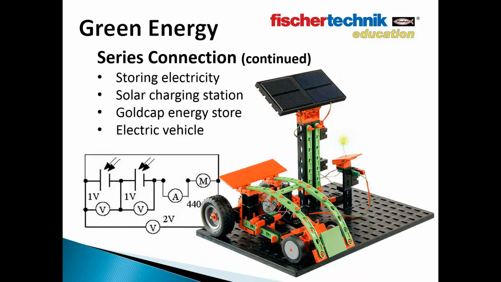And because such a vehicle cannot function without direct sunlight available, the next experiments revolve around creating a solar charging station for an electric vehicle. This time, the vehicle is equipped with a gold cap energy storage unit so that it is able to function for a period of time even in the absence of such sunlight. Measurements of voltage, speed, and how long the vehicle can run on a full charge will then be made by the students.